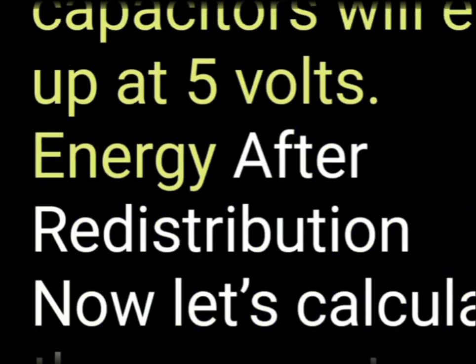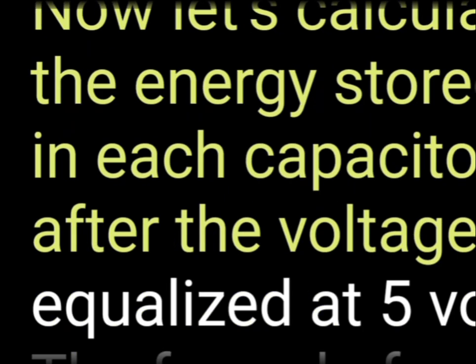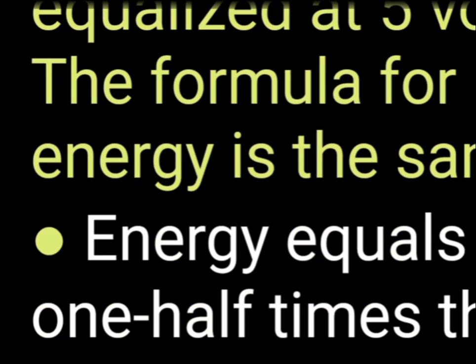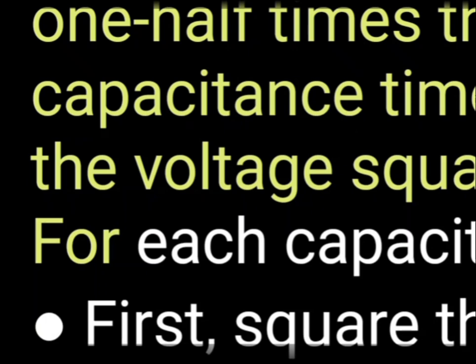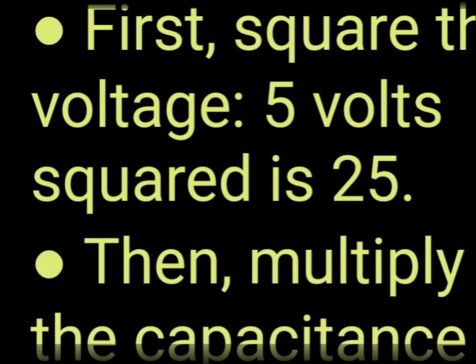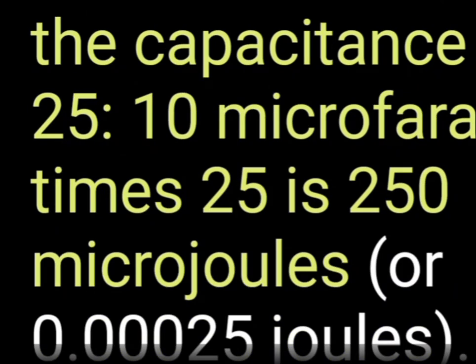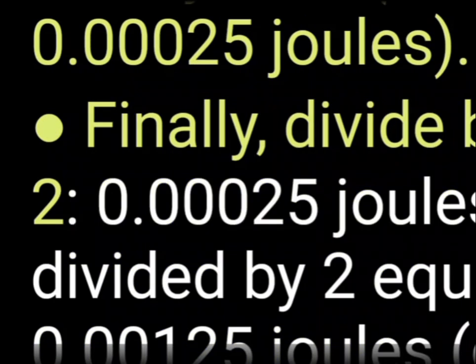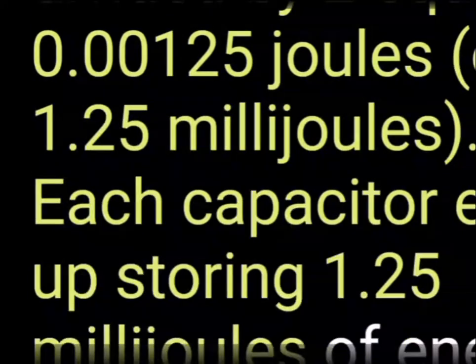Energy after redistribution. Now let's calculate the energy stored in each capacitor after the voltage has equalized at 5 volts. The formula for energy is the same: energy equals 1/2 times the capacitance times the voltage squared. For each capacitor, first, square the voltage: 5 volts squared is 25. Then, multiply the capacitance by 25: 10 microfarads times 25 is 250 microjoules, or 0.00025 joules. Finally, divide by 2: 0.00025 joules divided by 2 equals 0.000125 joules, or 1.25 millijoules. Each capacitor ends up storing 1.25 millijoules of energy.